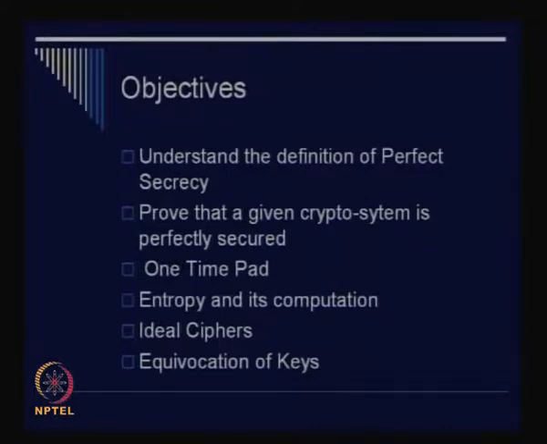After that we will go into a very fundamental instrument that we use for these kinds of proofs. It is called entropy. We will try to understand what is entropy and its computations. Then we will follow that up with the definition of ideal ciphers and conclude with a topic called equivocation of keys. I will gradually progress and we will try to understand these concepts. These concepts form a part of Shannon's theory, and we will actually conclude with something, but maybe not in today's class.